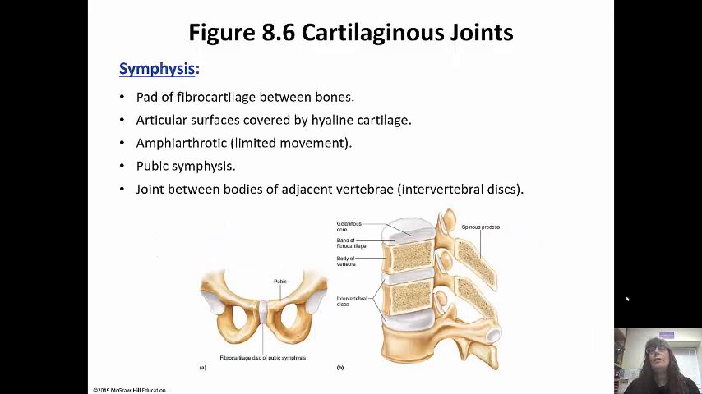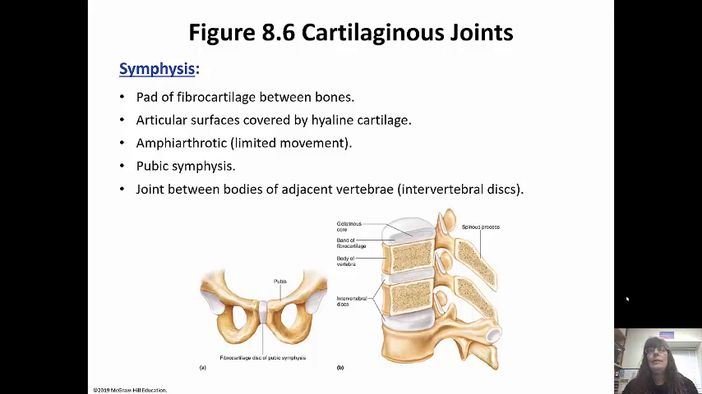Symphyses are pads of fibrocartilage between bones. The articular surfaces are covered by hyaline cartilage, and they provide limited movement, so they're amphiarthrotic. The pubic symphysis is an example, and also the intervertebral discs, which are the joints between the bodies of adjacent vertebrae. Now remember, the pubic symphysis is between our pelvic girdle.